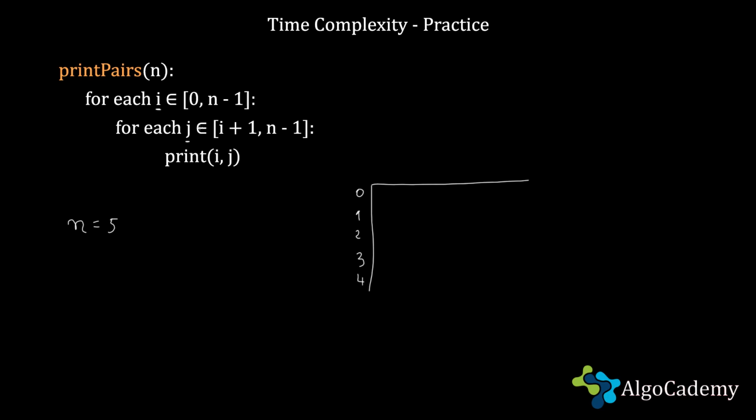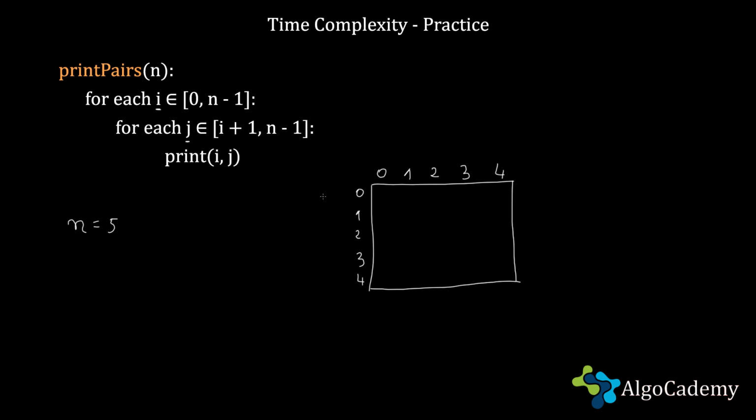Now, j can be anything from i plus 1 to n minus 1, depending on the value of i. But I'm not going to complicate myself. Let's have all the values from 0 to n minus 1 for the columns as well. So I basically have this grid, which you can imagine with 5 rows and 5 columns. Let me clear this to make it pretty.